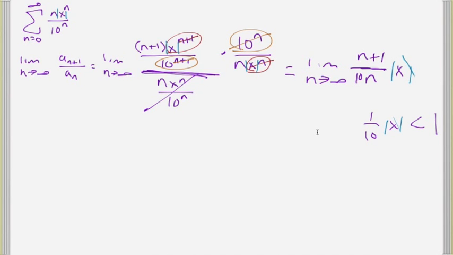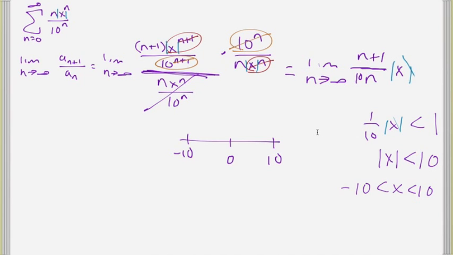So if this limit that we got is less than 1, then we have convergence. So if the absolute value of x is less than 10, then we have convergence. We were asked for, in this problem, the radius of convergence. If the absolute value of x is less than 10, another way of saying that is that x is between negative 10 and 10. So on our number line, we're converging from negative 10 to 10. A radius, just like in a circle, is half of the interval of convergence. So our radius of convergence is 10.